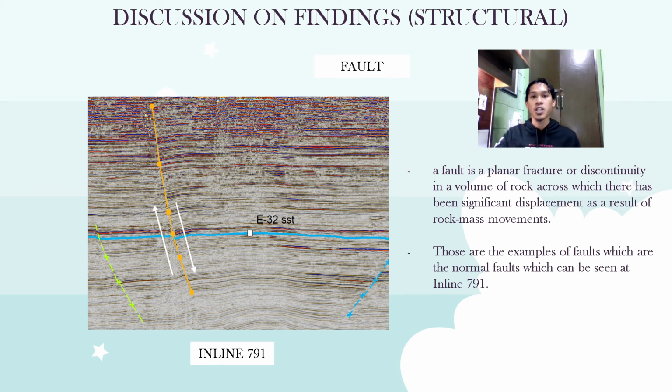Next, we go to the discussion of findings, which is the structural one. The first structure is the fault. A fault is a planar fracture or discontinuity in a volume of rock across which there has been significant displacement as a result of rock mass movements. Those are examples of faults which you can see at inline 781. You can see the hanging wall is going downward and the footwall is going upward, and that is also the three faults we can see here.